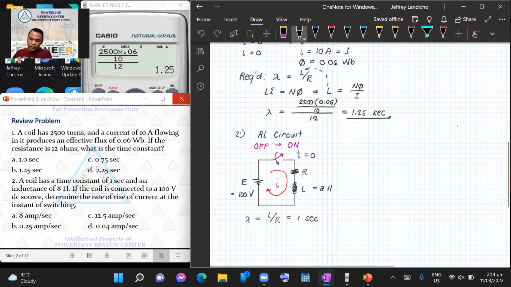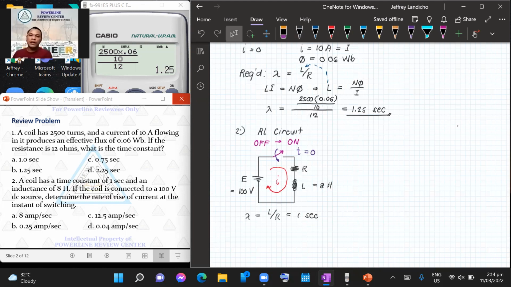DC source. So, determine the rate, the speed, of how fast the current increases. Determine the speed at which the current increases. The rate of rise is the increase of the current. Rate is the speed: how fast our current increases. So, what we are looking for is the speed at which the current increases, di over dt. When do we get that? At time equal to 0. So, how fast does the current increase at the instant that the switch is closed?